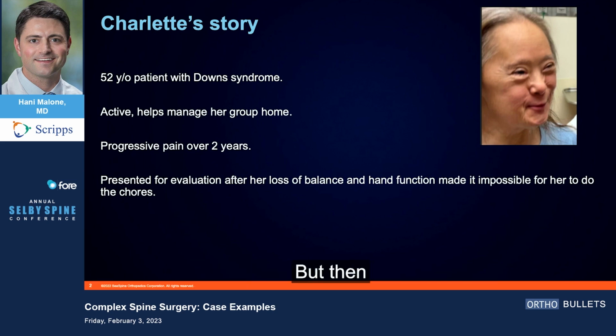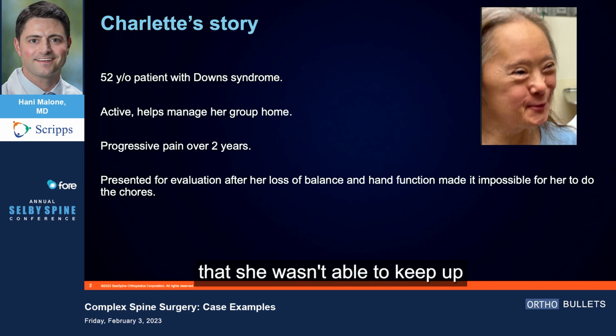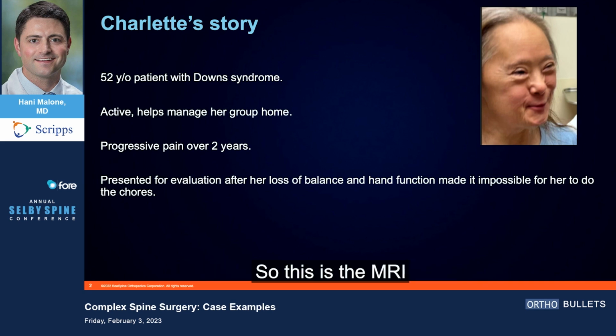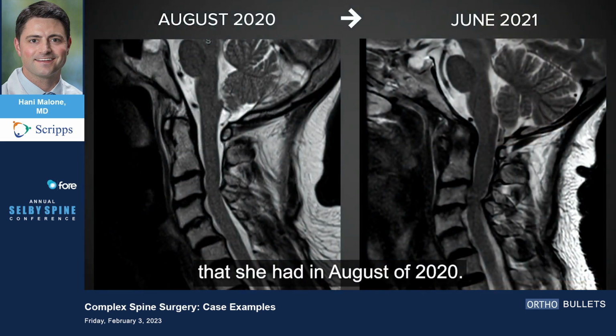follow her. But then she came in a couple of years later because her balance and hand function had gotten so poor that she wasn't able to keep up with her chores at the group home. So this is the MRI that she had in August of 2020 when I first met her.